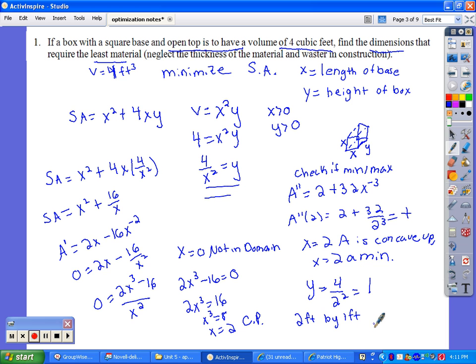Okay. And if they ask you to justify or in a complete sentence, you would say that the length of the base is 2 feet and the height of the box would be 1 foot. And that would give you the minimum surface area for a box with a volume of 4 cubic feet.